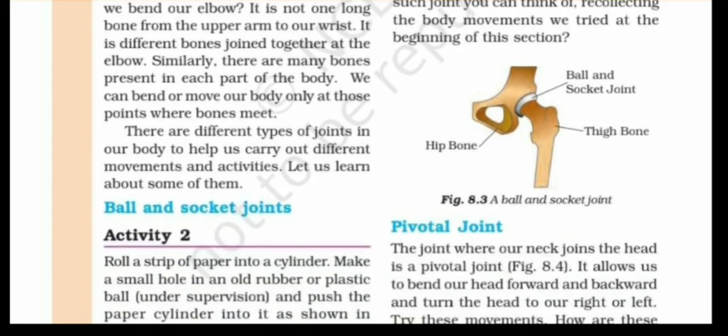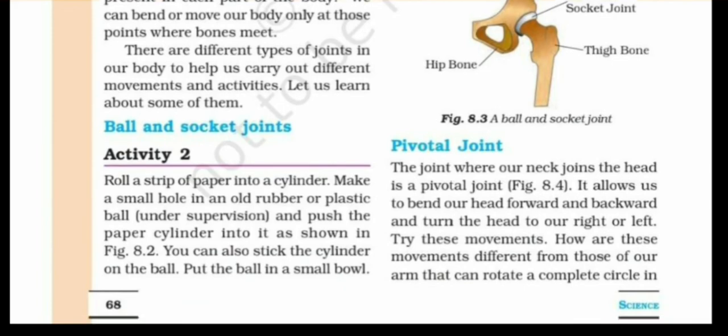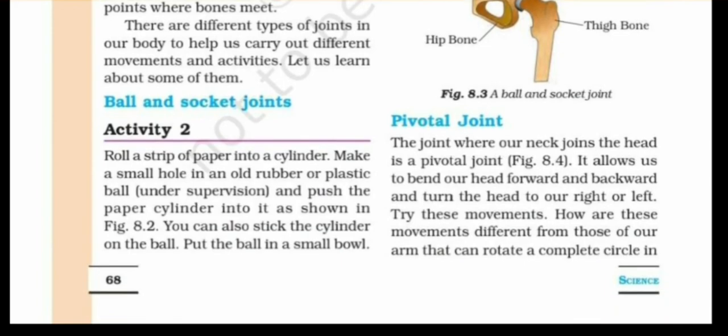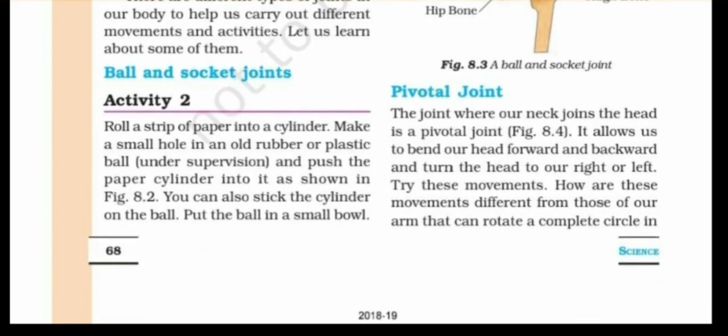There are different types of joints in our body to help us carry out our different movements and activities. Let us learn about some of them. Ball and socket joint. I already told you about ball and socket joints. These joints are located in the hip, shoulder and ankle part. They give movement in all directions.